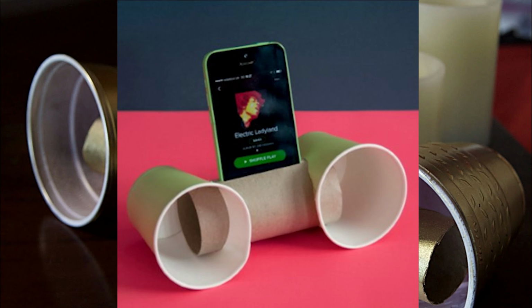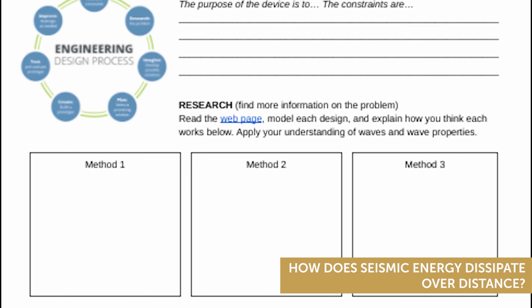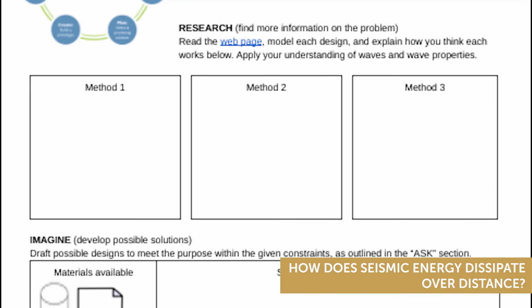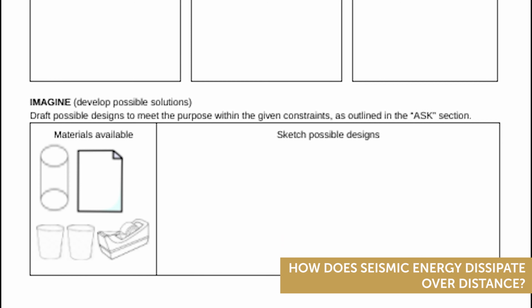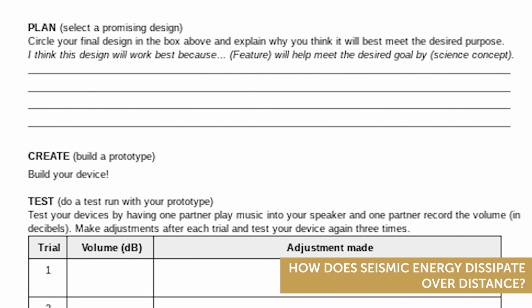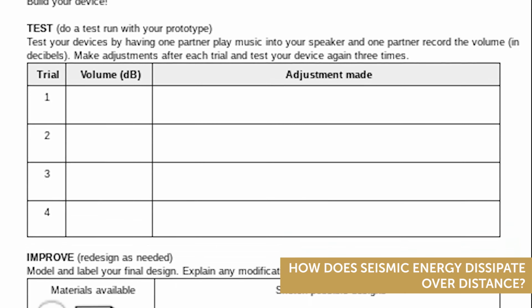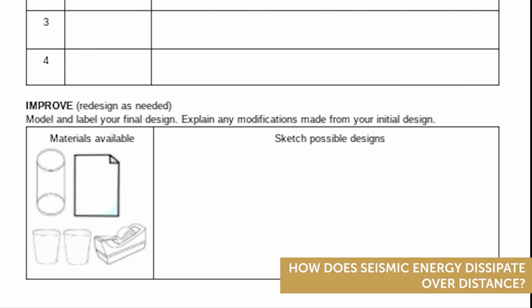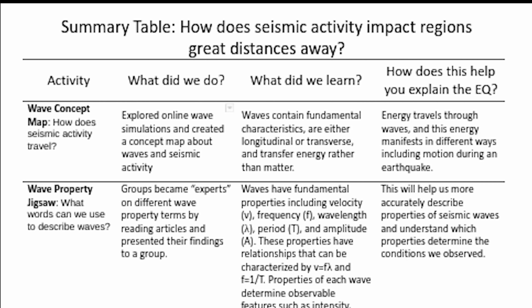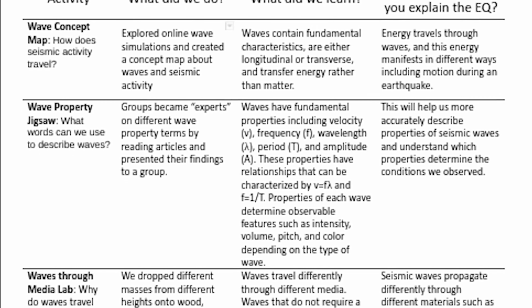Students will participate in the engineering design process to construct speakers out of paper cups, tape, toilet paper rolls, and other materials. After building and testing their devices, they will discuss how energy dissipates over distance and the different forms it can leave the system in. By the end of the learning activity, students should be able to answer the question, how does seismic activity dissipate over distance? After each of the learning activities, students will contribute to a summary table and an explanation checklist.